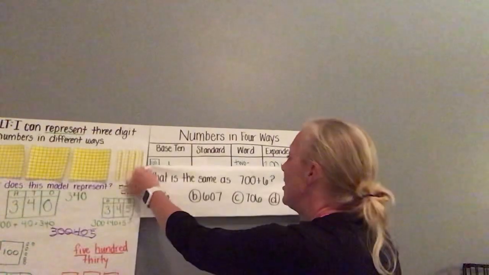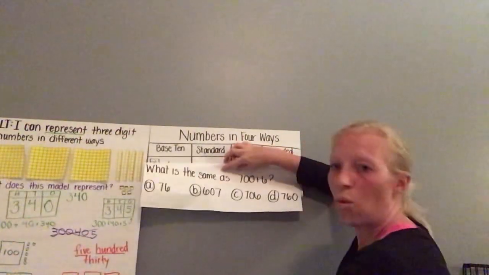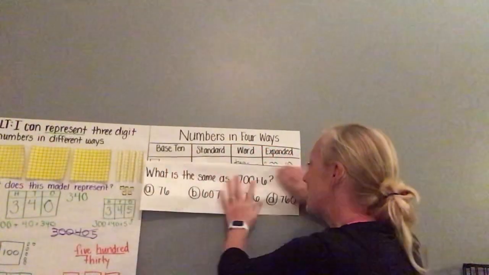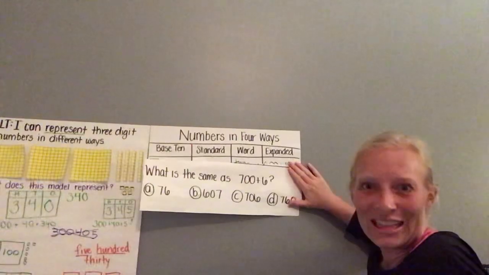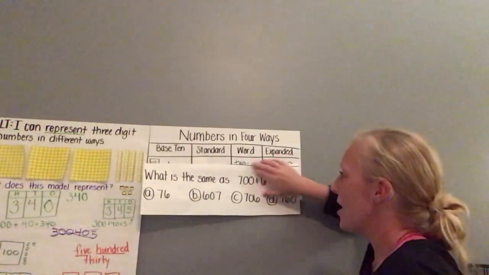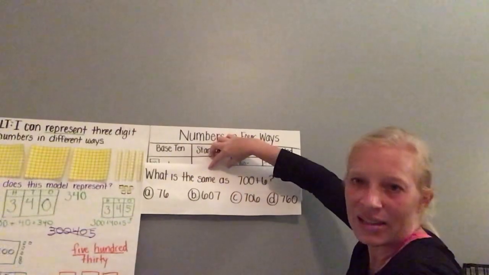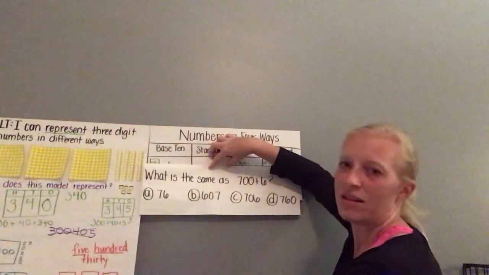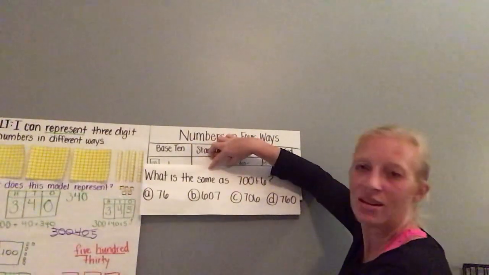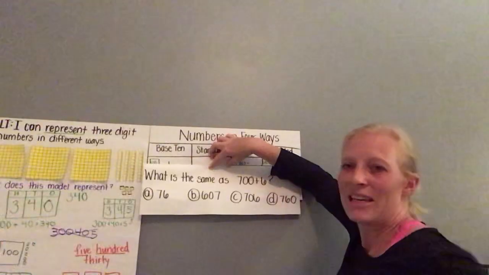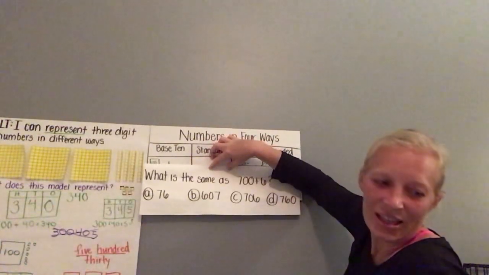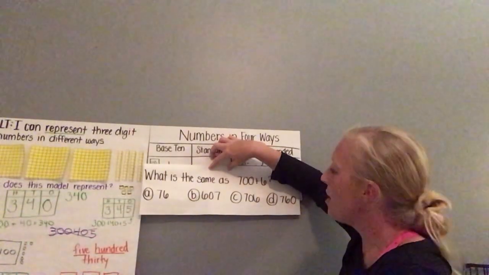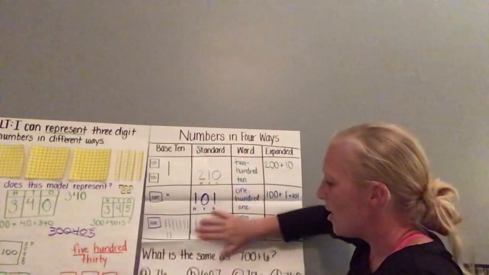Your exit ticket is, what is the same as 700 plus 6? What is the same as 700 plus 6? Is it A, 76, B, 607, C, 706, or D, 760? This is your exit ticket. Put it on your index card, and then you may put it in my basket and turn it in and go play your game.